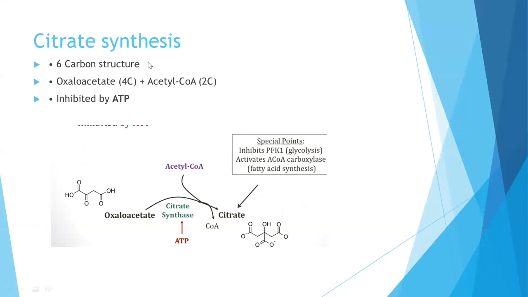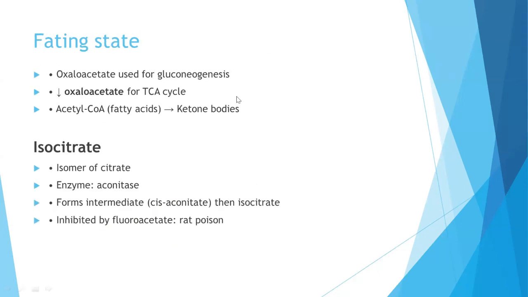Citrate synthesis: citrate is a 6-carbon structure. Oxaloacetate combines with acetyl-CoA, so the 4-carbon structure combines with a 2-carbon structure to form citrate. The citrate synthase enzyme is inhibited by ATP. So if there is an abundant amount of ATP, the reaction will not progress forward. In the fasting state, oxaloacetate is used for gluconeogenesis. There is decreased oxaloacetate for the TCA cycle, and acetyl-CoA from the fatty acids forms the ketone bodies.